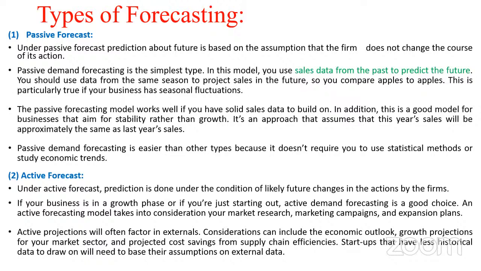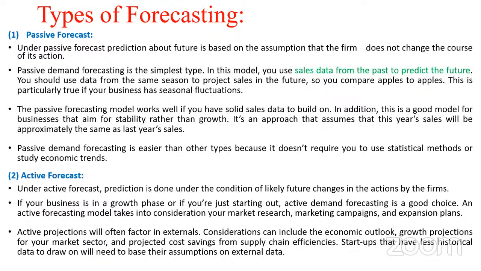Let's say, for example, the demand for umbrellas is at its peak during the rainy season, and the demand for woolen clothes is at its peak during the winter. But the demand for woolen clothes in the summer is not so. So summer is the off-peak season for them. Therefore, this is the type of passive forecasting. It is particularly true if the business has seasonal fluctuations.